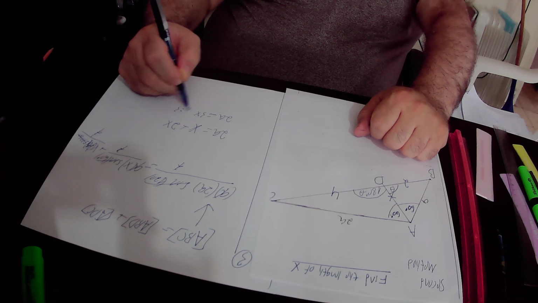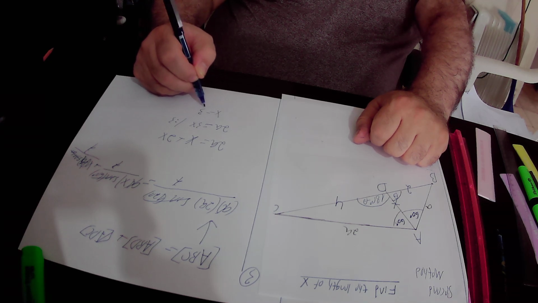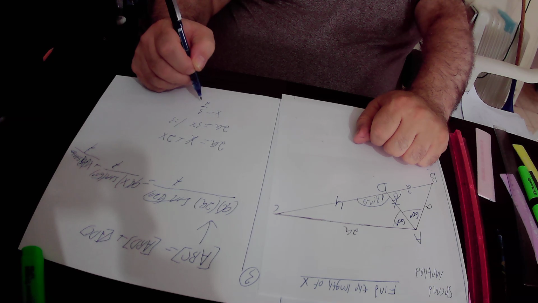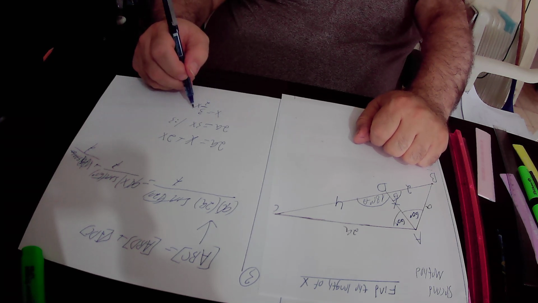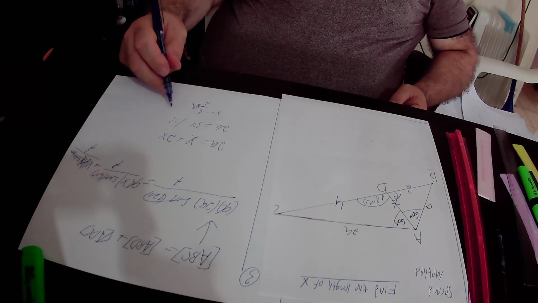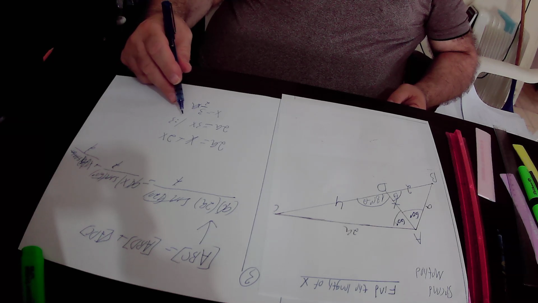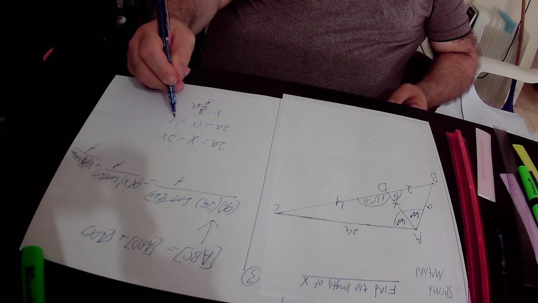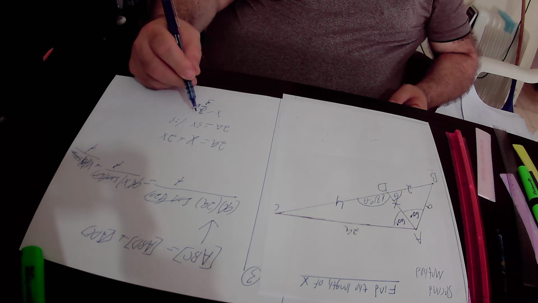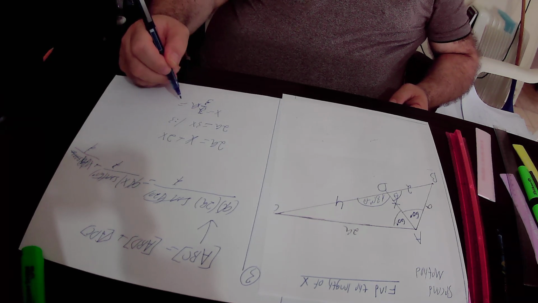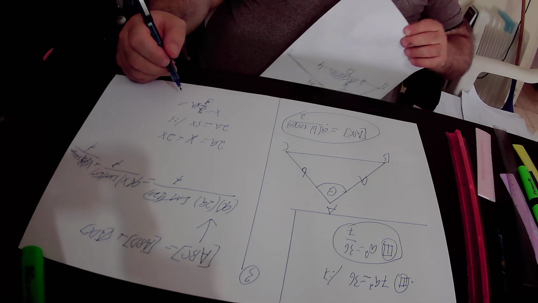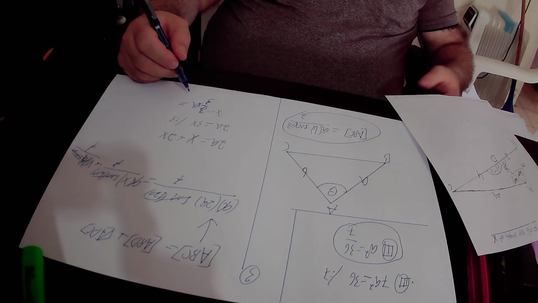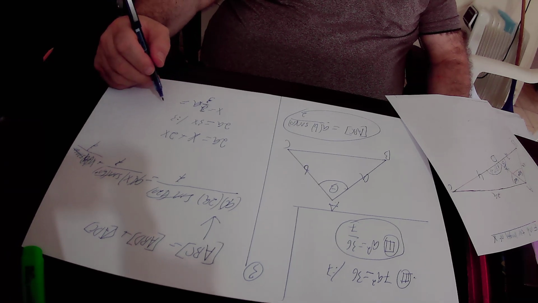Here we'll divide this equation by 3, and we get that X equals 2 over 3 times A. But we have already found out that A equals 6 over square root of 7 units.